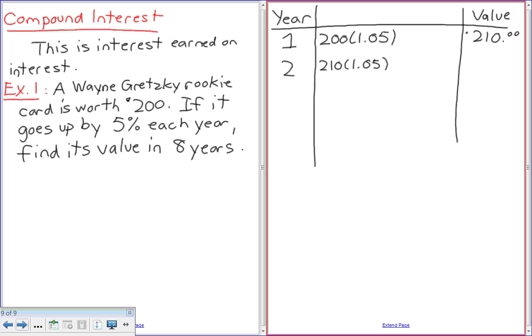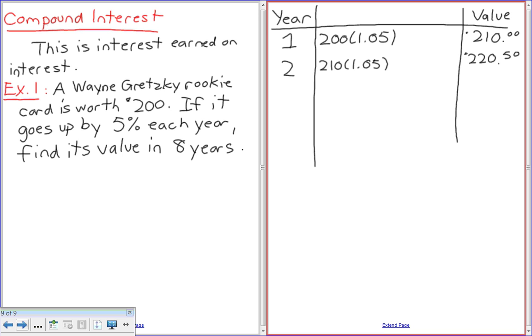The idea is you're earning interest on the original $200 that you started with, as well as the $10 that you earned in the first year. What is 210 times 1.05, please? 220.50. Now, here's the thing you've noticed. In the first year, we got $10. How much did we earn in the second year? $10.50. You earned a little bit more, right?